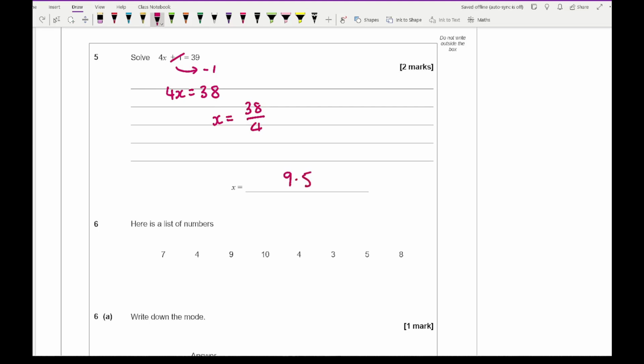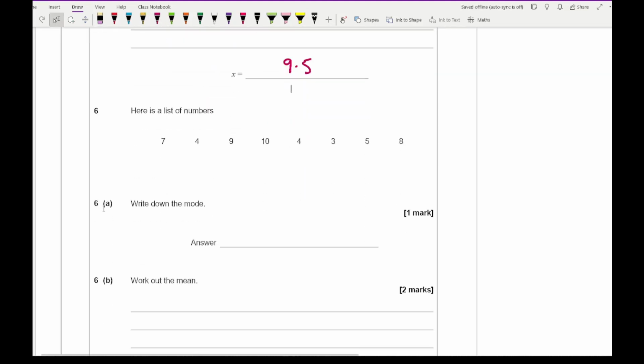We then move on to question 6, which looks at, here is a list of numbers, and what we want to do first is we want to write down the mode of those numbers, so which number appears the most. So looking at it, I can see I've got 2 4s and I've only got 1 of each other number, so I'm going to be bold and go for 4.